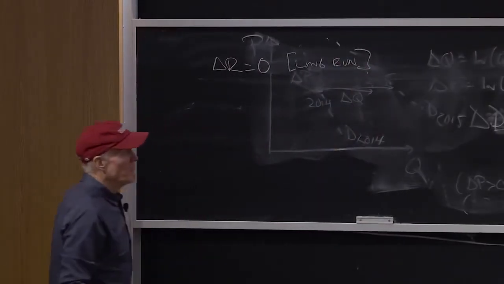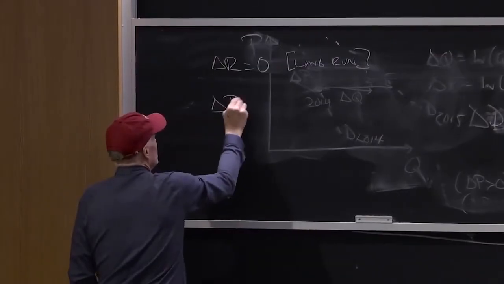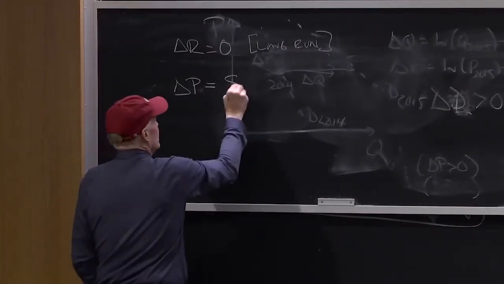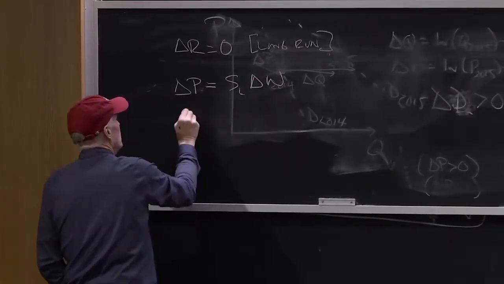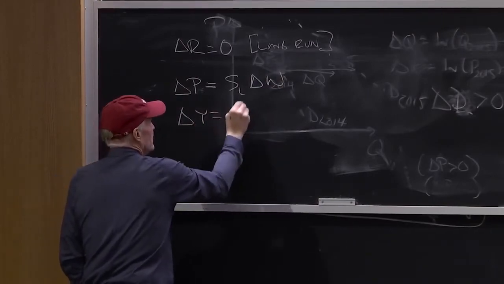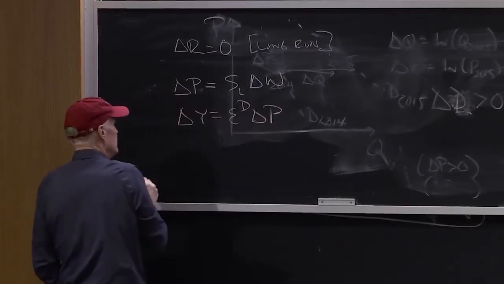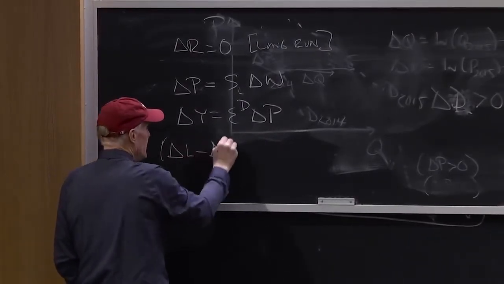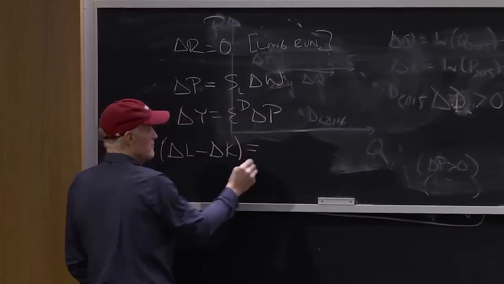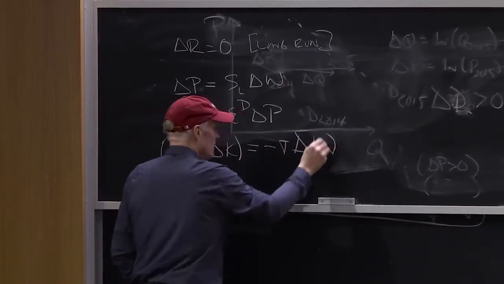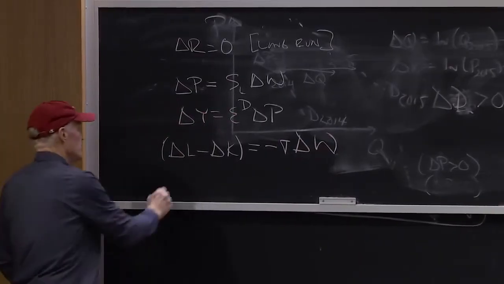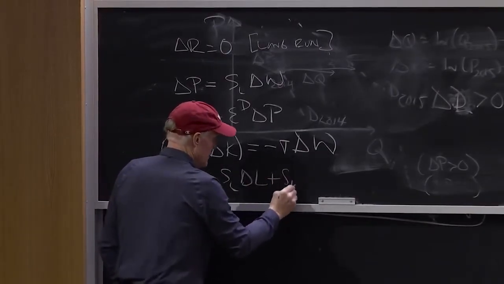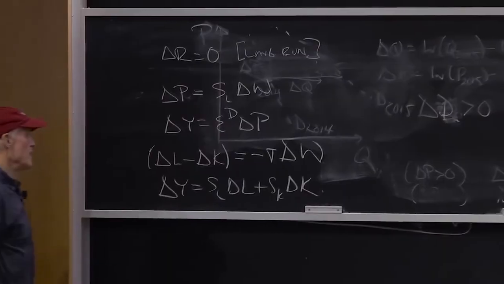Okay? So our 4 equations become delta P equals what? What does my first equation become? SL delta W. Delta Y equals epsilon D delta P. Left-hand equation becomes delta L minus delta K equals minus sigma delta W. And my last equation is still the same as it was. Delta Y equals SL delta L plus SK delta K. All right, those are my 4 equations.